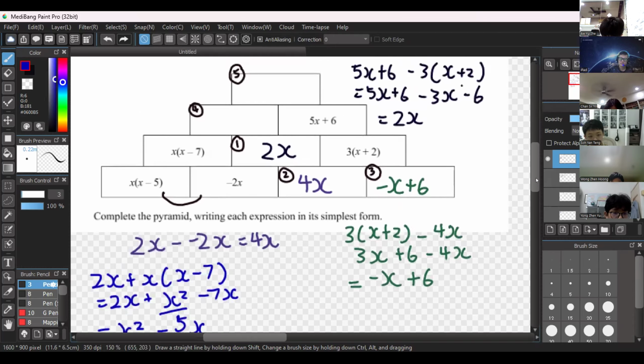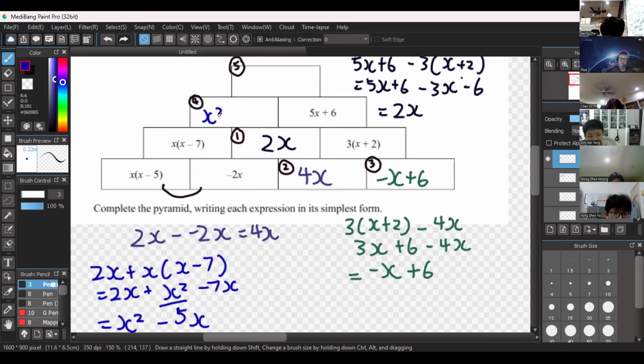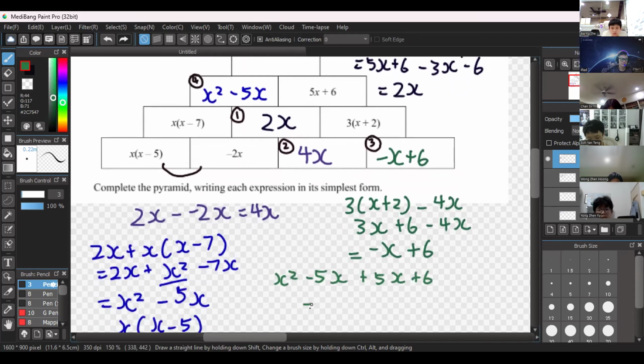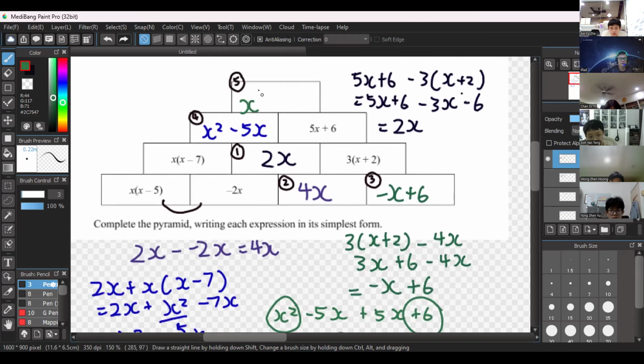So this one will be x squared minus 5x. And then finally, to find the one on the top, we will just need to add x squared minus 5x plus 5x plus 6. So the final answer which we will get is x squared plus 6, since minus 5x plus 5x equals 0, and then we are left with x squared and plus 6. So yeah, that will be all.